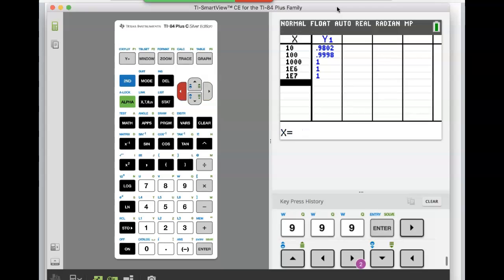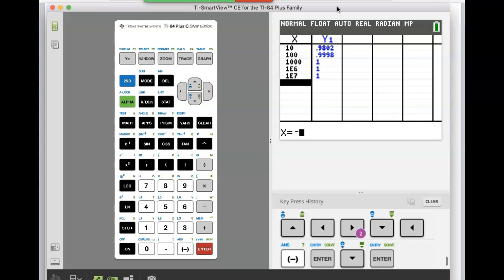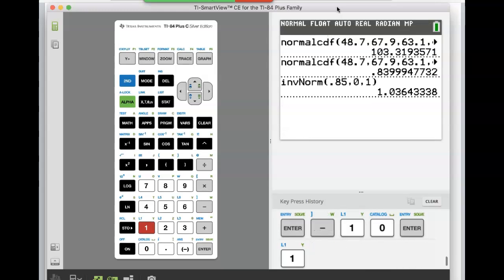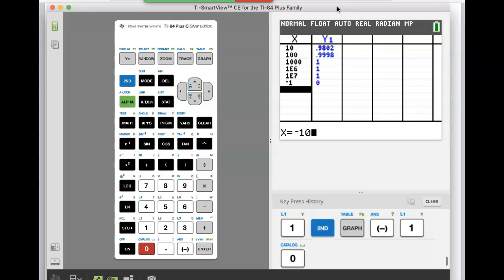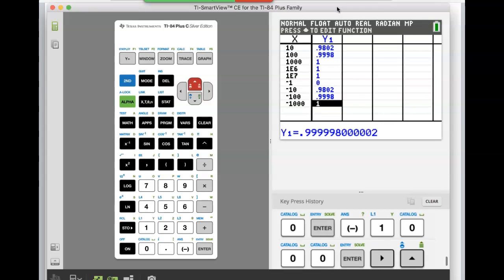Then we want to do the same thing to negative infinity, so going on the left side of the graph. Negative 1, oh, uh-oh. So negative 1, negative 10, come on. Negative 10, negative 100, negative 1,000. And we do see that same behavior from the left and the right.